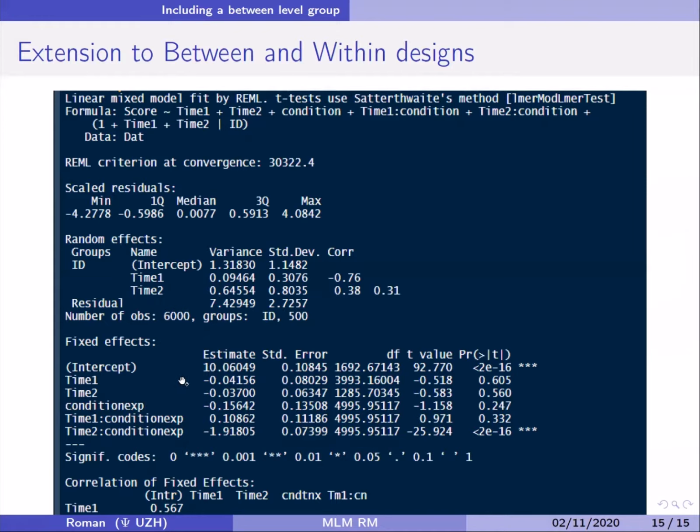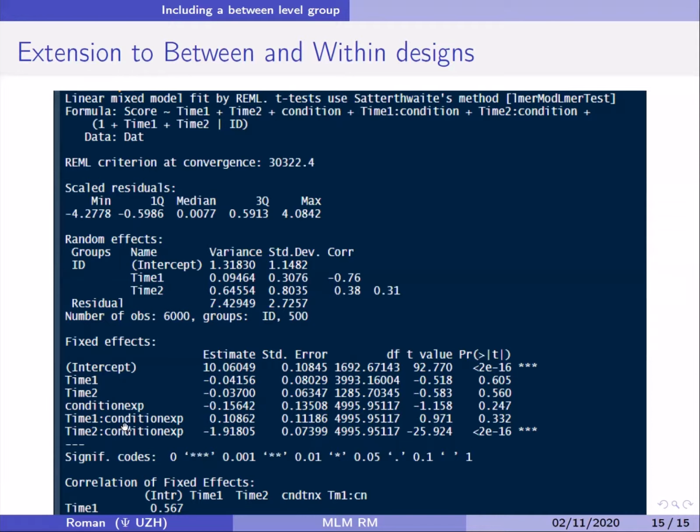So time 1, this is the slope for the group coded 0 at the pre-intervention stage. Time 2 is the slope for the group coded as 0, the control group, and the second slope, after the intervention, right? Now, condition EXP, this is simply just the mean difference at time 0 of the experimental condition and the control condition. So the experimental condition is just a little bit lower than 10.06 at time 0.